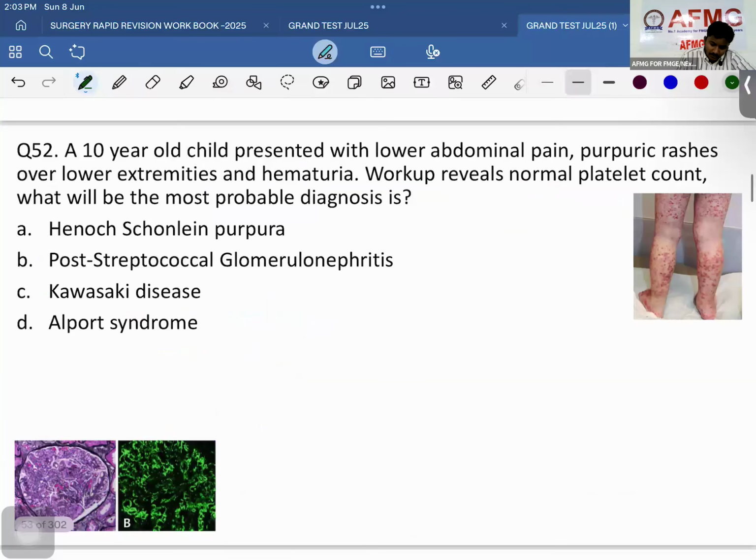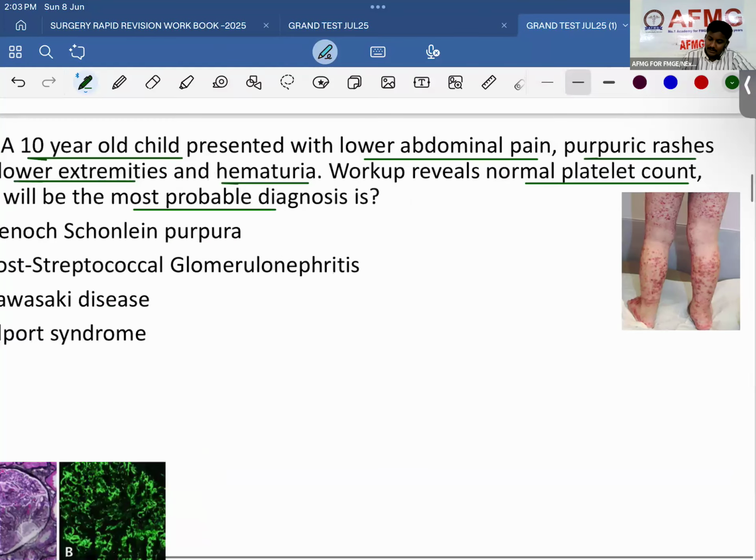Next is question number 52. A 10-year-old child presented to you with lower abdominal pain along with purpuric rashes, beta, over the lower extremities along with hematuria in the patient. Workup reveals there is a normal platelet count. What will be the most probable diagnosis of this patient?